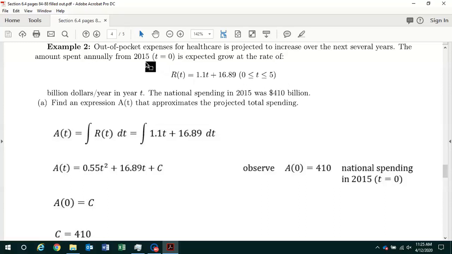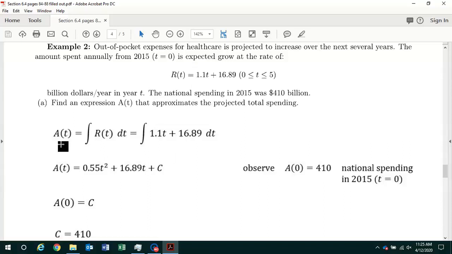So t equals 0 is 2015. And t equals 5 would then correspond to the year 2020. So it's expected to grow at the rate of R of t, and the units for that rate of change is $1 billion per year. And we're given the national spending in 2015 was $410 billion. In part A, you're asked to find an expression A of t that approximates the projected total spending. So R of t and A prime of t, the derivative of A of t, are the same thing.